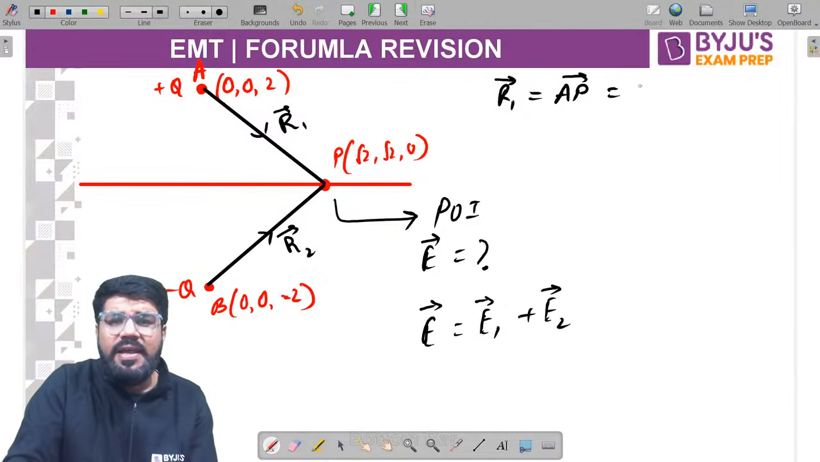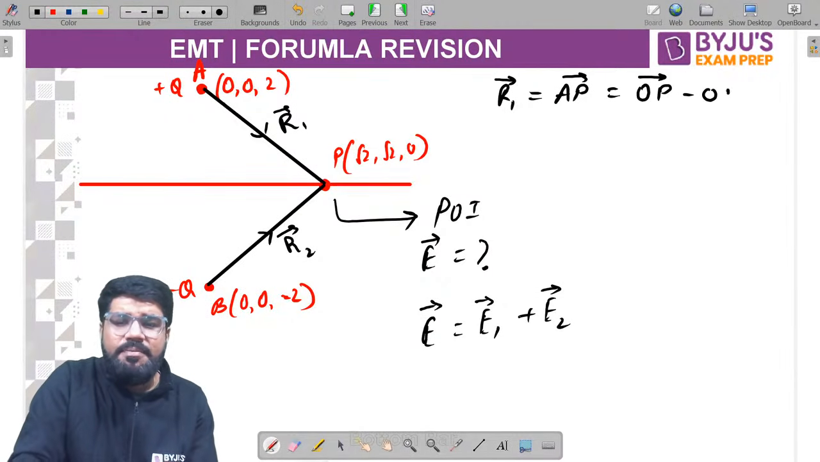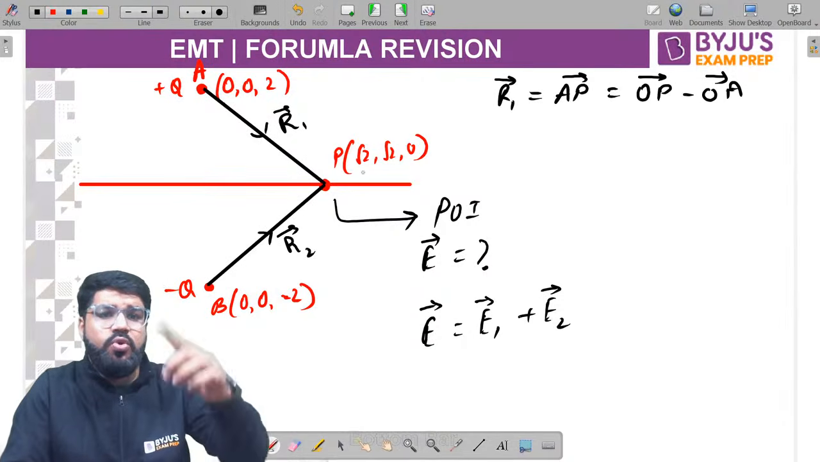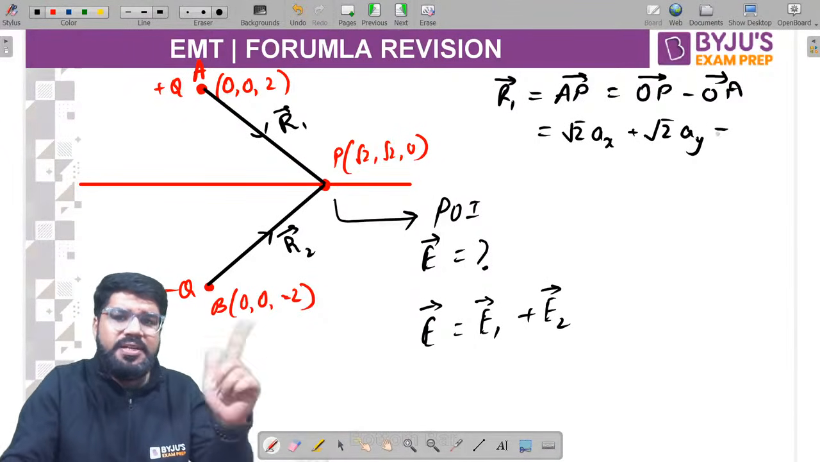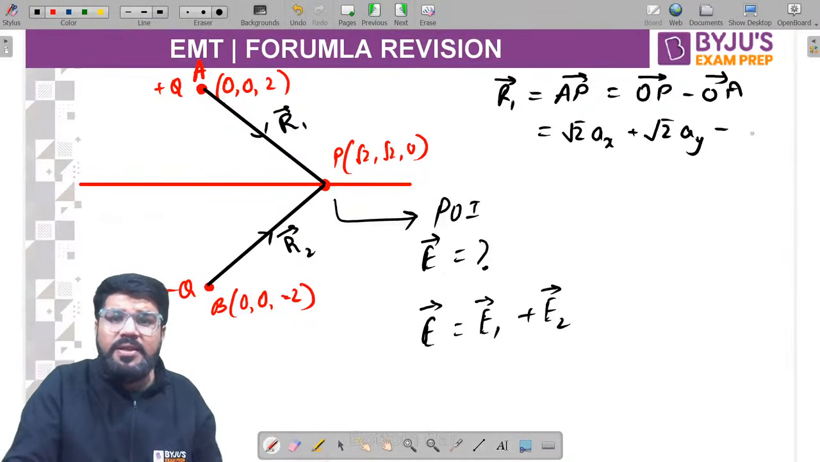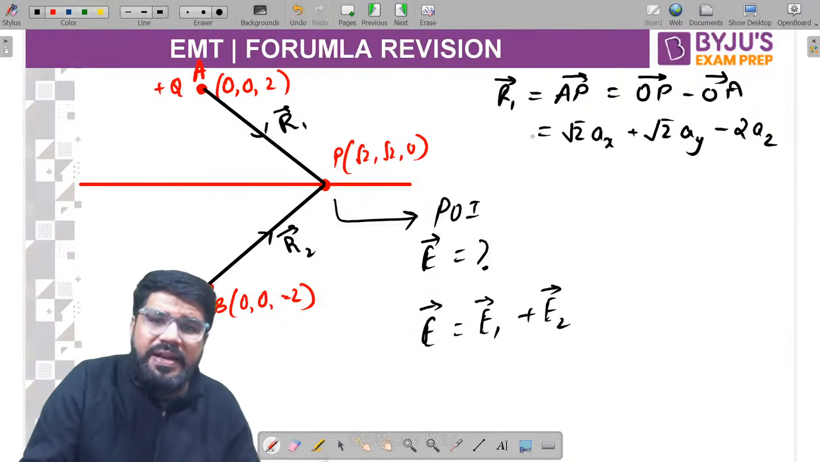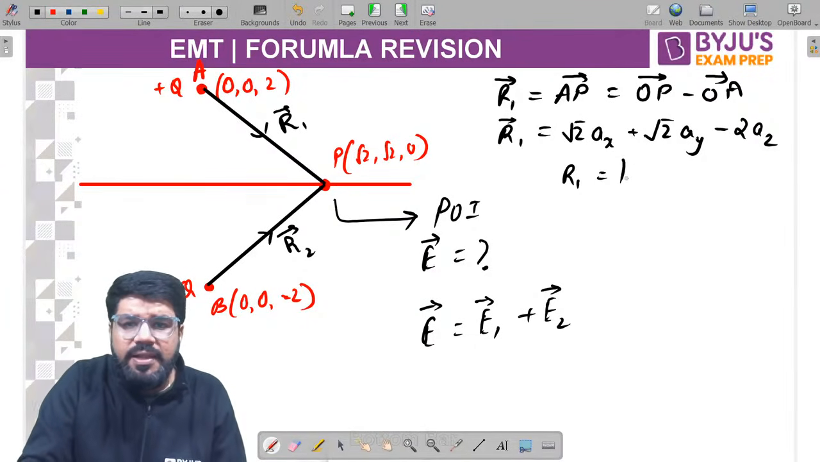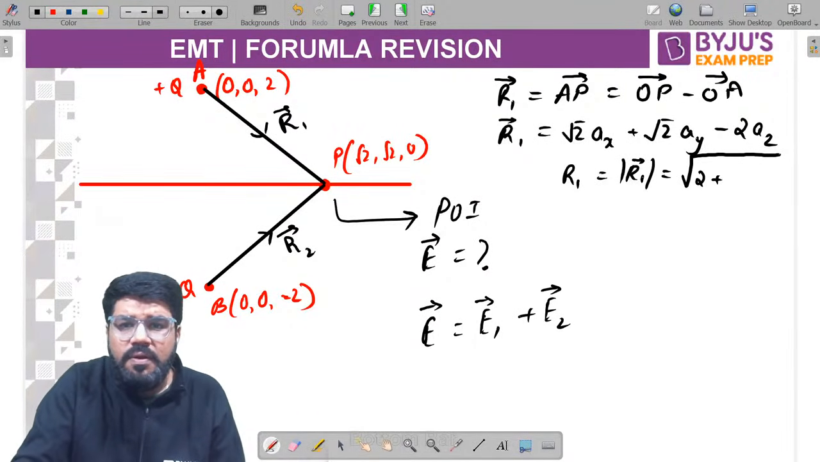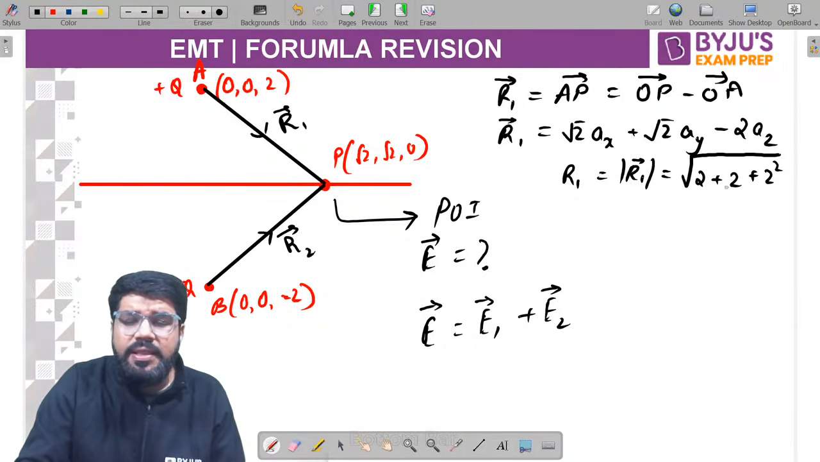So what is that vector R1? AP is given by P minus A, second minus first. So root 2 minus 0 will be root 2 in the x direction. Root 2 minus 0 again will be root 2 in the y direction. Corresponding x to x component subtract, y to y, z to z. For z, 0 minus 2 will be minus 2 az. This is the vector R1. So what is the length R1? Length R1 means magnitude of R1. That is square root of x square plus y square plus z square, and that becomes 2 plus 2 plus 4. That is square root of 8, 2 root 2.